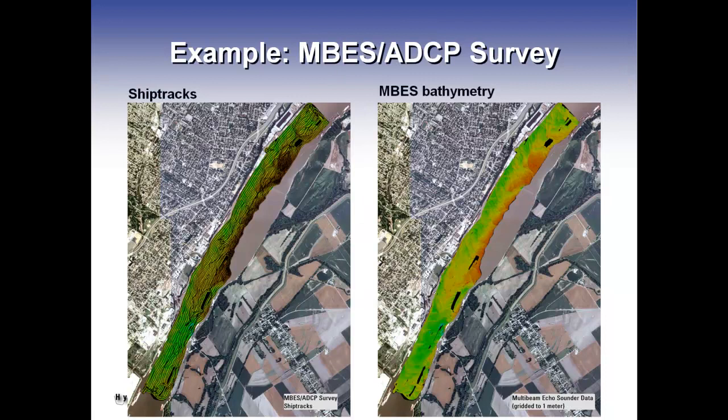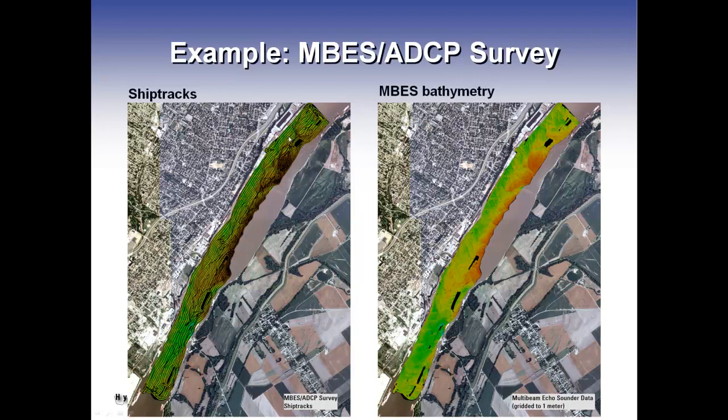Where this might be useful, as I said, with this serpentine type survey, this example that's shown on the screen is a multi-beam echo sounder survey on the Mississippi River. The black lines are the ship tracks. This was collected over 2 days during a bathymetry survey.